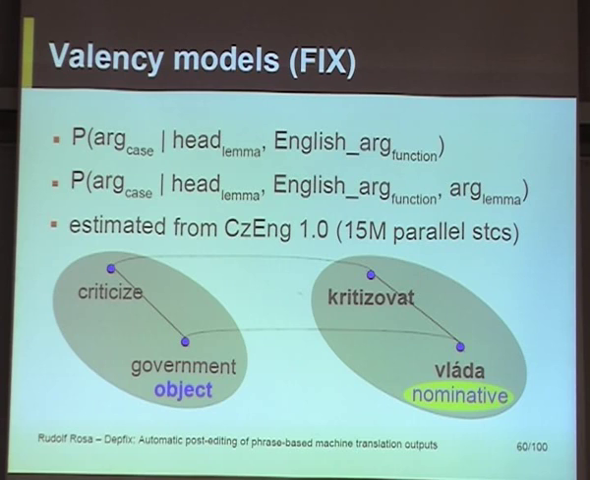Because sometimes it's enough to look at the lemma of the parent and the function the word should have, and we already know the case. But sometimes for different words the cases are different. It might be because the valency frames are different, it might be because of fixed expressions, but because we do it statistically, we don't have to care about the reasons. We only use large data and we estimate the probabilities. We use Czech because it's large enough and it's available.